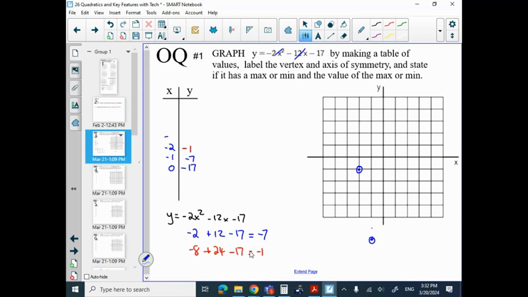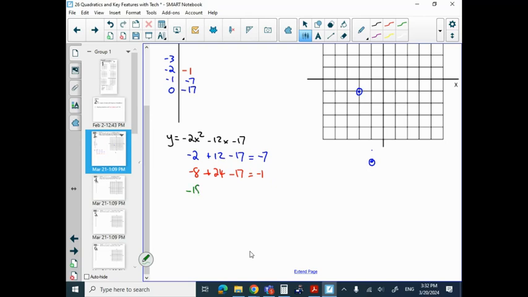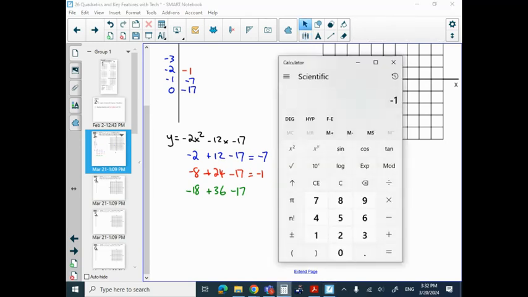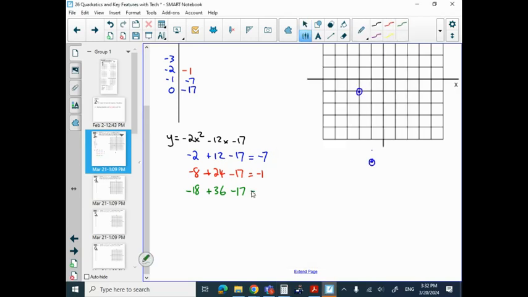Eh? Let's keep going. Negative 3. So negative 3 squared is 9. 9 times negative 2 would be negative 18. Negative 3 times negative 12 would be positive 36. And the negative 17. Again, just use a calculator for any of those if you aren't comfortable with any of the arithmetic there. But the 36, take away the 17, take away the 18 is a 1. So now we're at 1. So at negative 3, we're at 1.